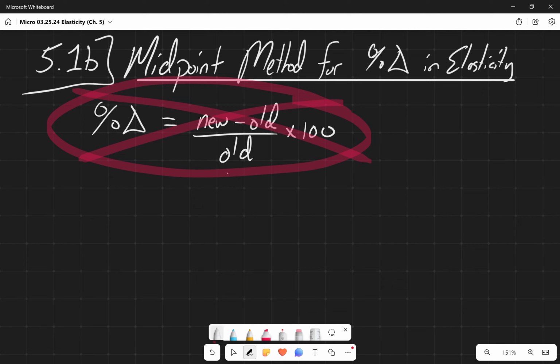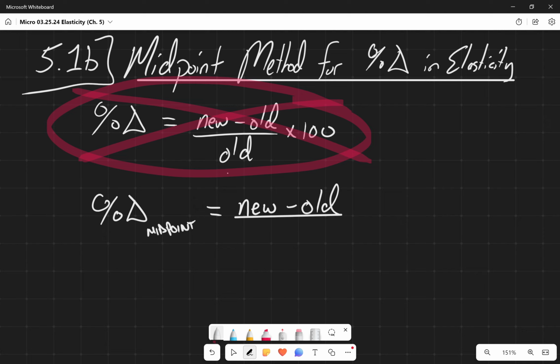The way that we are going to be using is this midpoint method. So percentage change with a midpoint is different. If we want to use this same language, we can use new minus old, but instead of looking at that based on how much it changed compared to the old one, the new minus old over old percent change assumes there's a direction. It assumes that you're going from the old one to the new one, right?